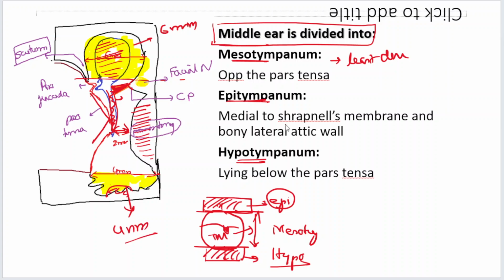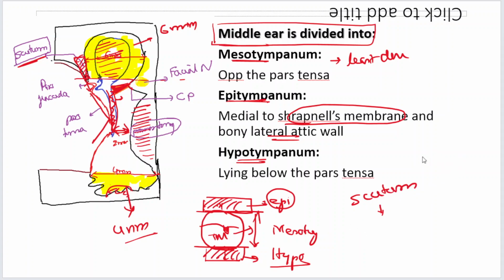Shrapnel's membrane is nothing but the pars flaccida. In the epitympanum, this part is the pars flaccida. This part is called the lateral attic wall. It is also called the scutum. The lateral attic wall is also called the scutum.